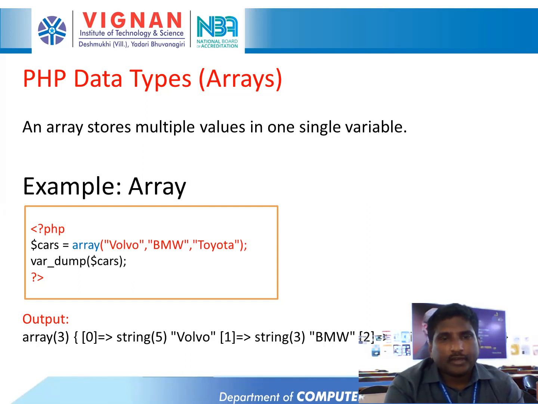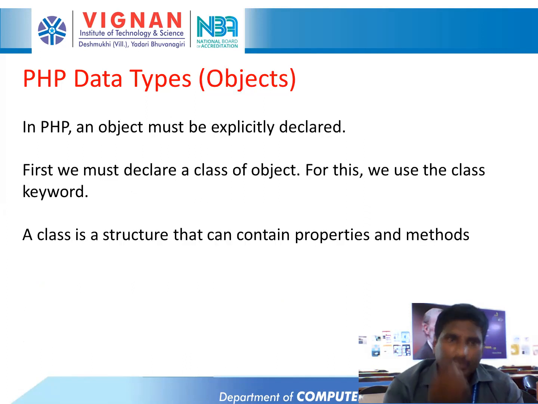Next data type in PHP is objects. Objects must be explicitly declared. In order to declare an object, we are using a class. First we should use the class keyword in order to write the object. A class is a structure that can have properties and methods. So this consists of variables as well as methods.